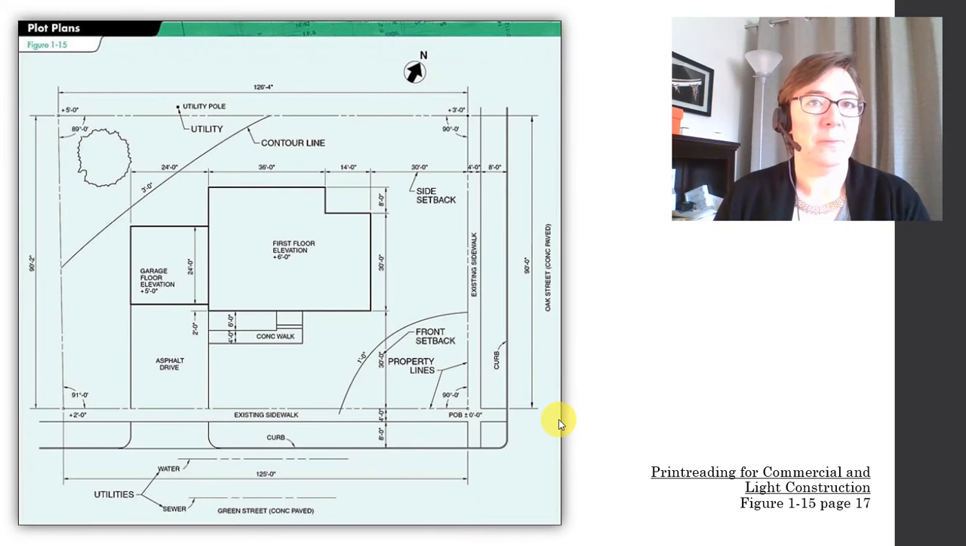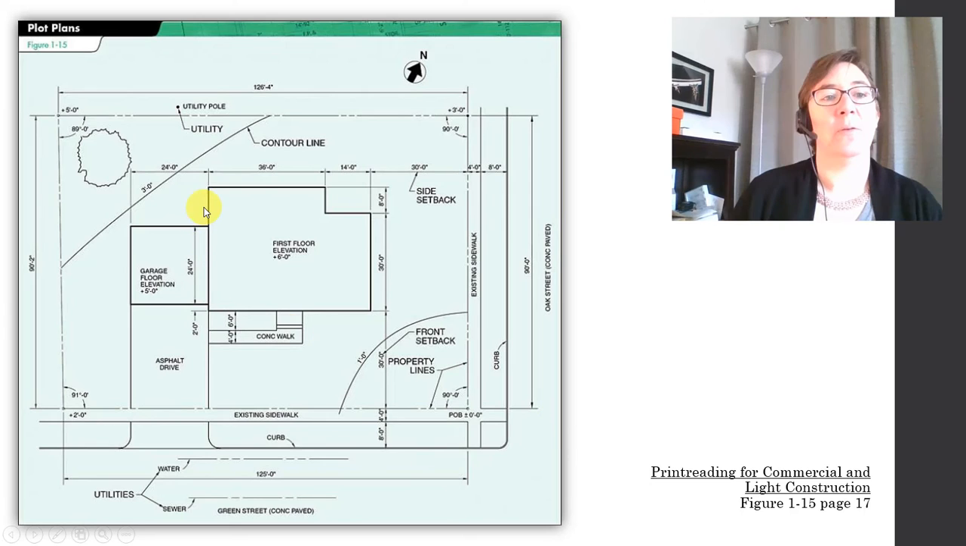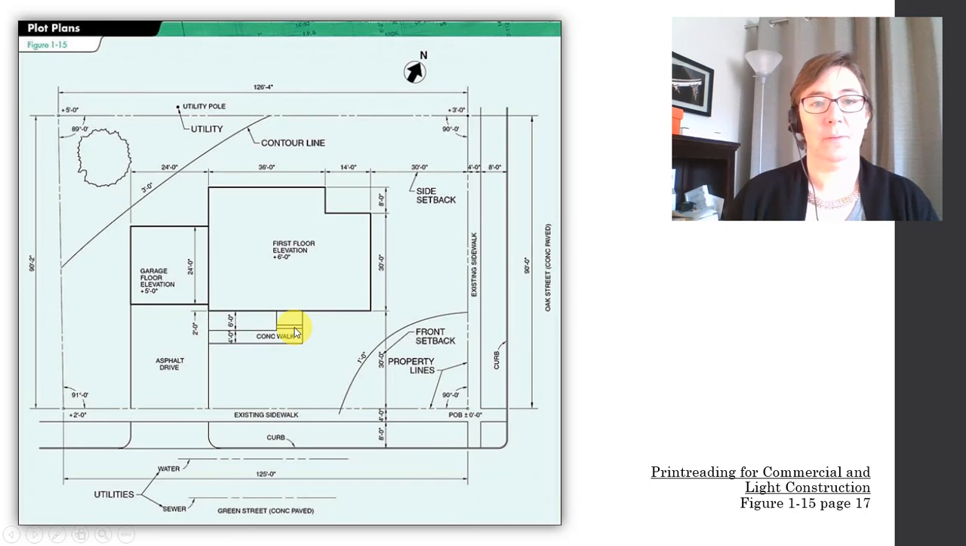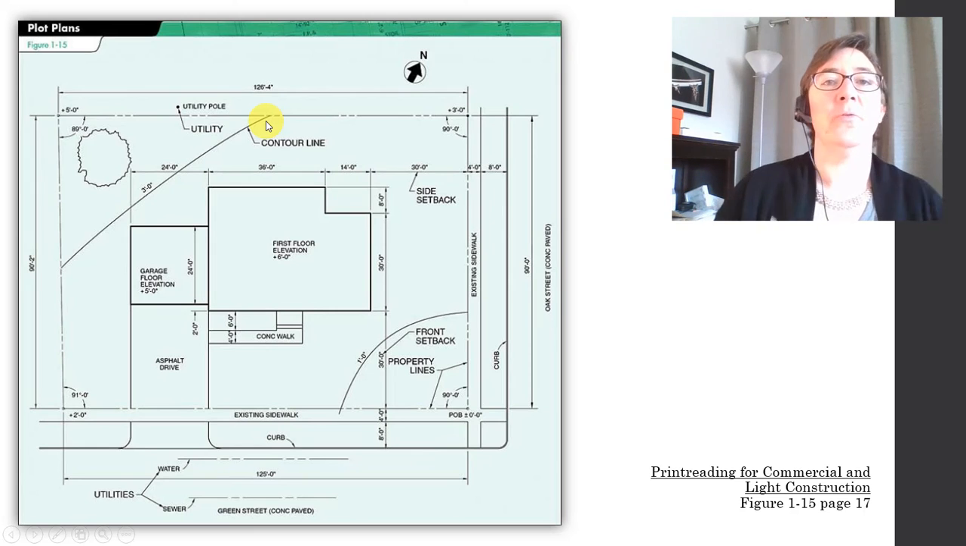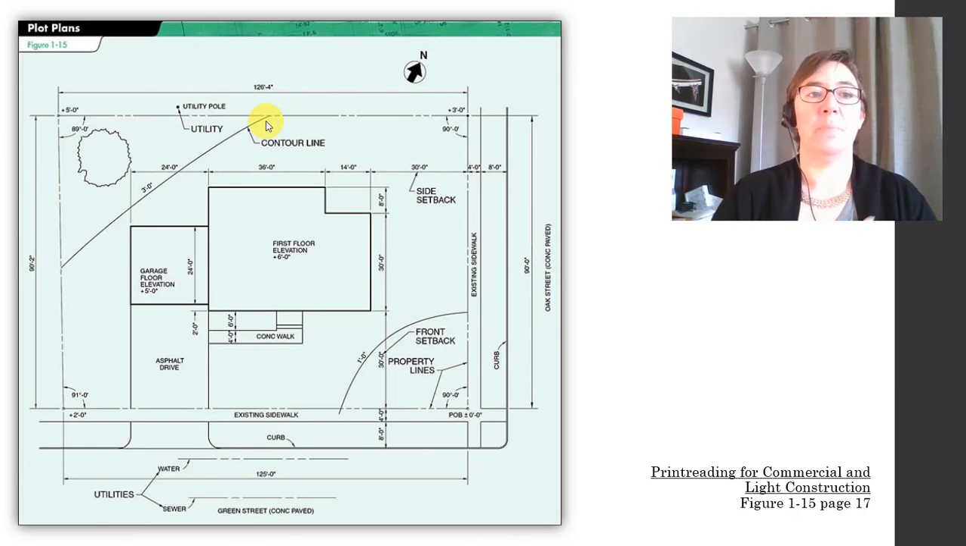Here's another example. This one is a full sheet of drawing. It's a plot plan. And we can see that object lines or solid lines have been used for most of the drawing. Okay, so right here, this is the outline of the building. Here is a driveway. Here's a sidewalk. And what else do we have? We have a contour line, which is as the grade of the site is sloping down.